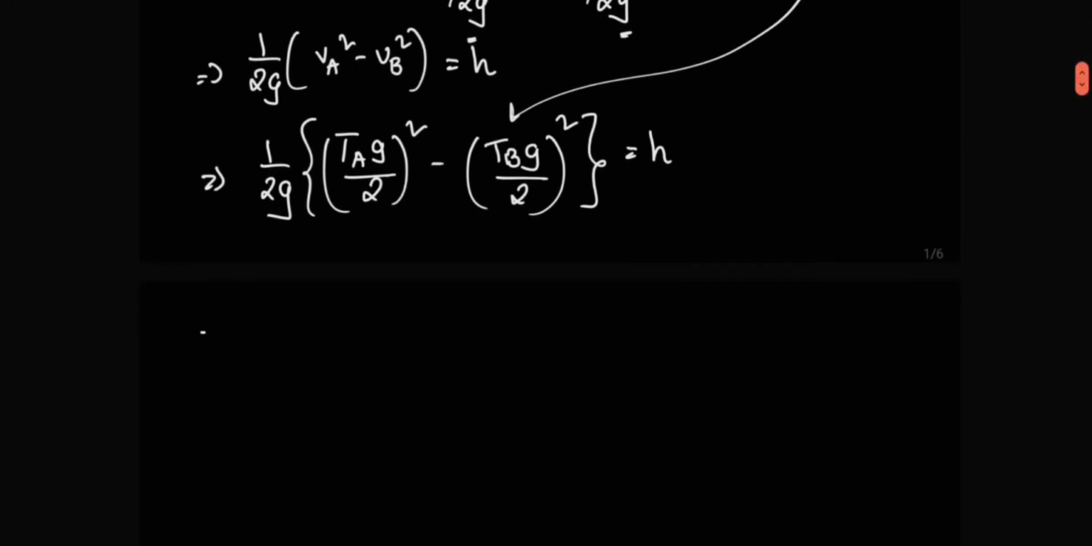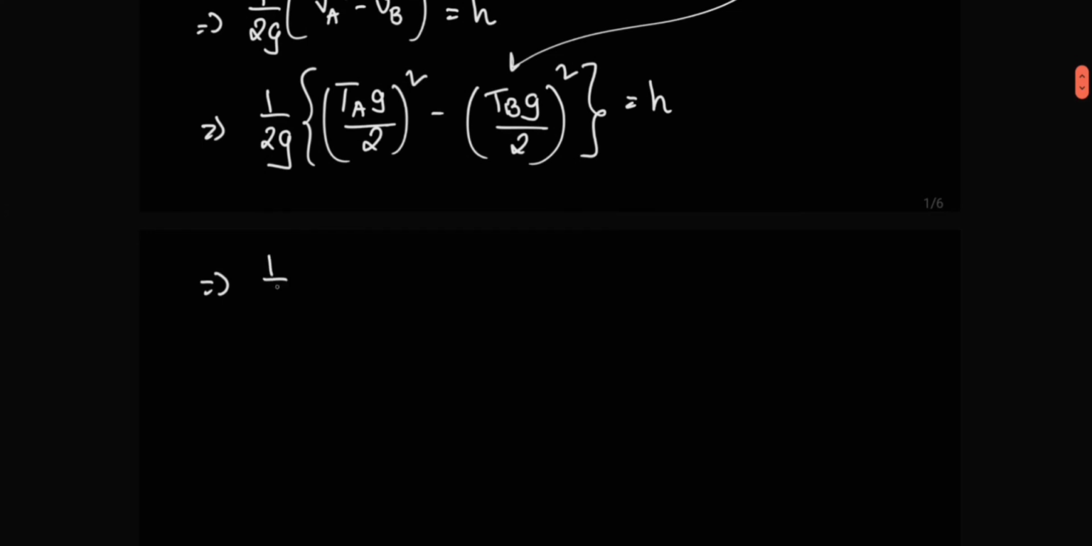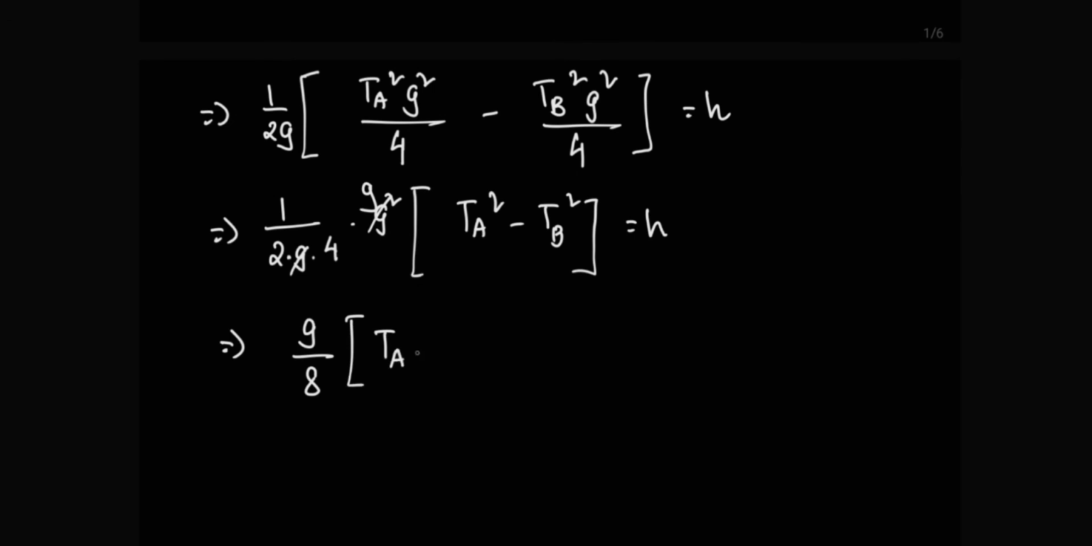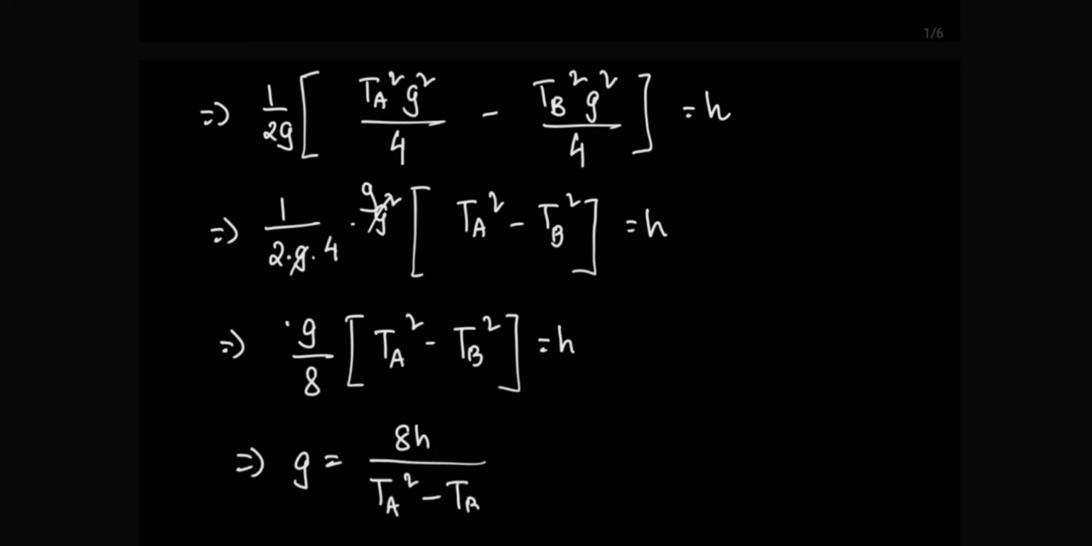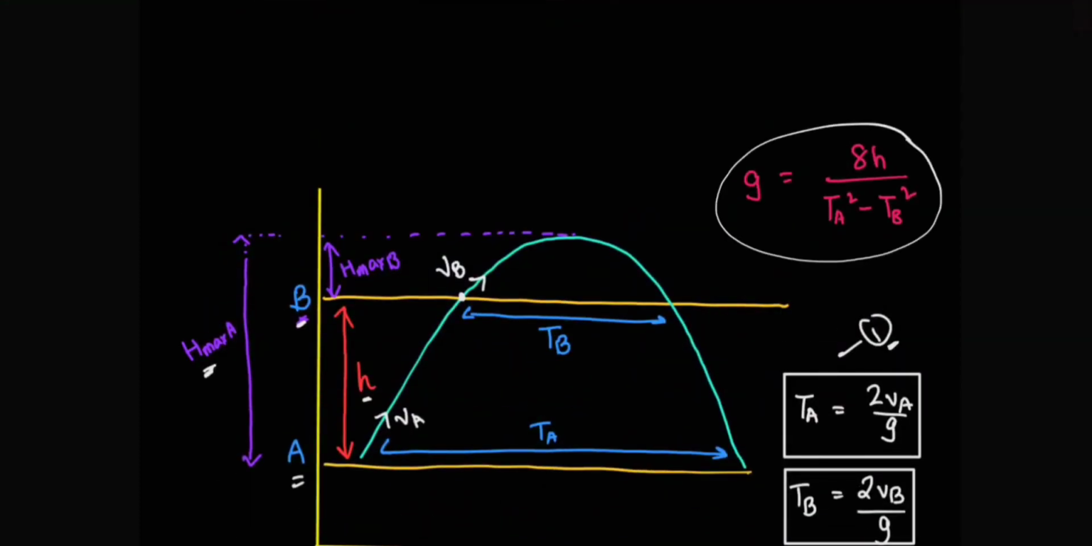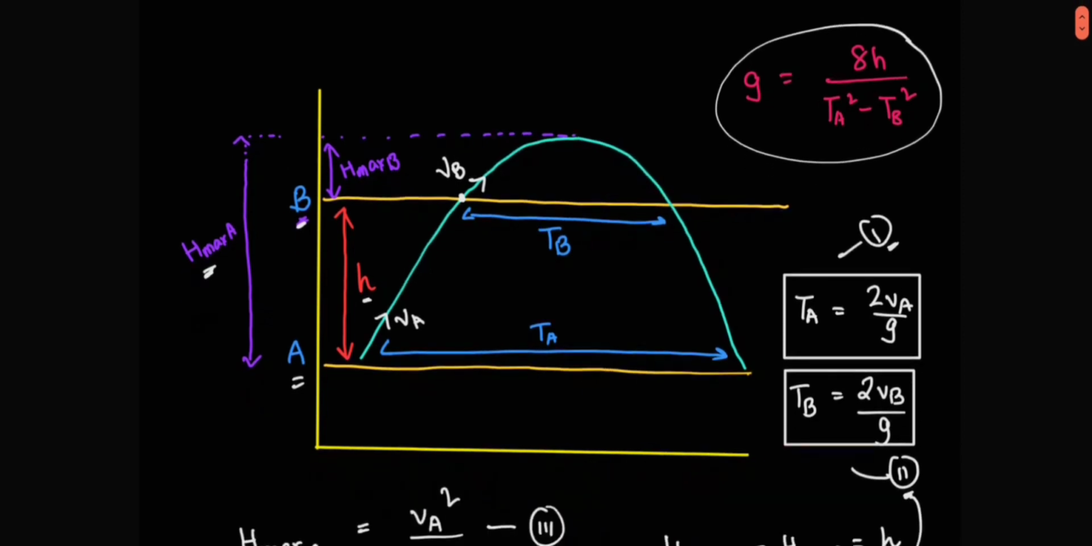Okay, and if we do further simplification, we can say that the representation of g is basically 8h over TA squared minus TB squared. Well, this is the solution of our problem at hand today. Haven't we proven this? Well, yes we have. Well, that's all.